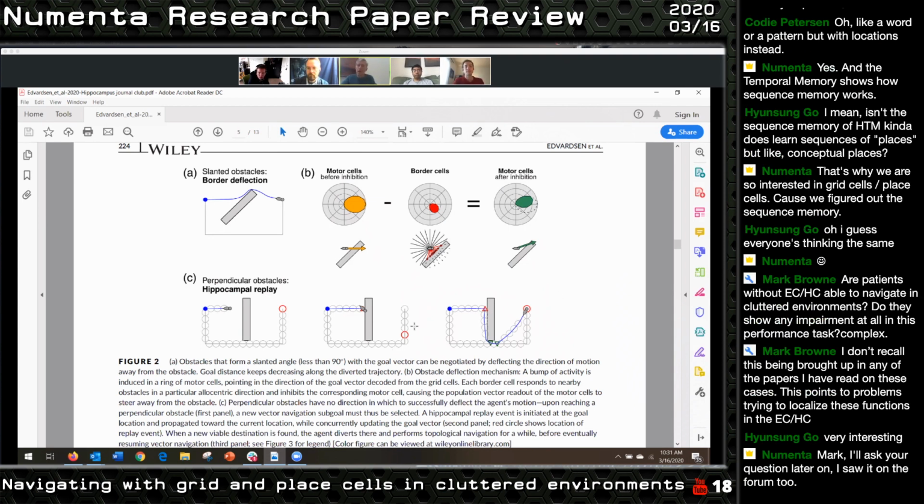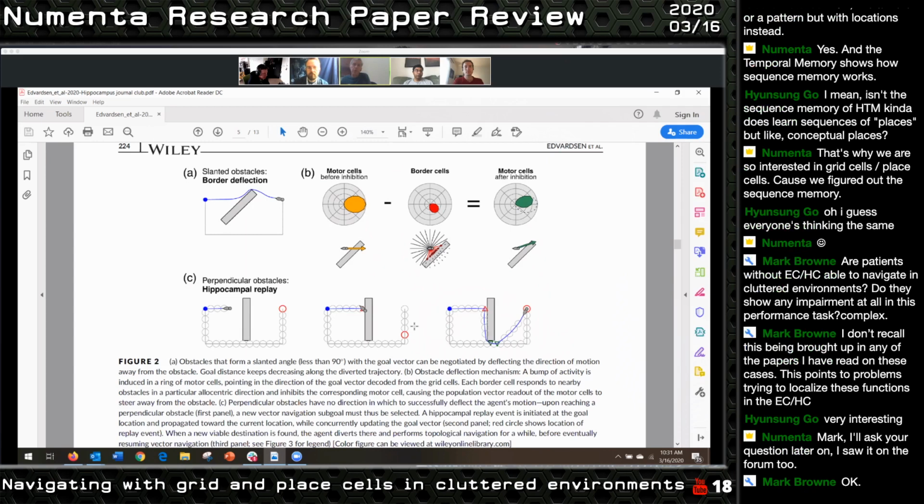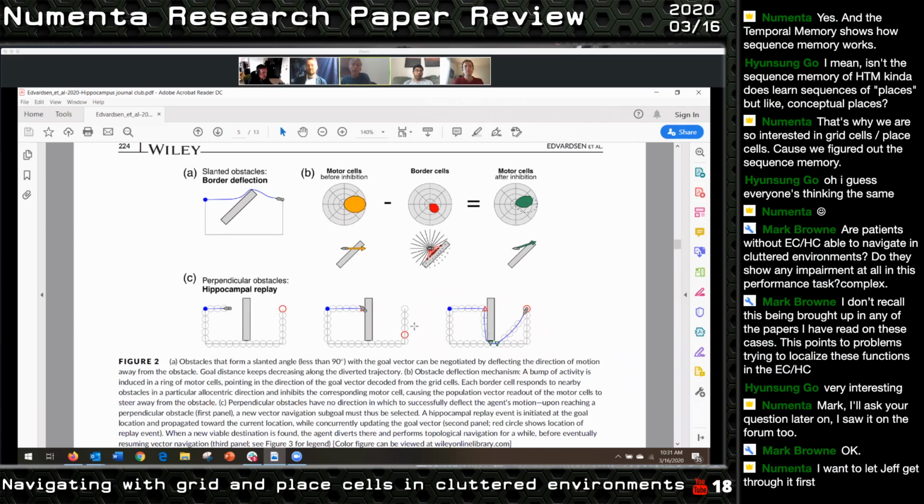This was the first time I had ever heard of a functional role for the replay sequences that have been observed in place cells. And I wasn't aware that those replay sequences also invoked grid cells in the same path, in the same way. And so I thought that was very exciting.